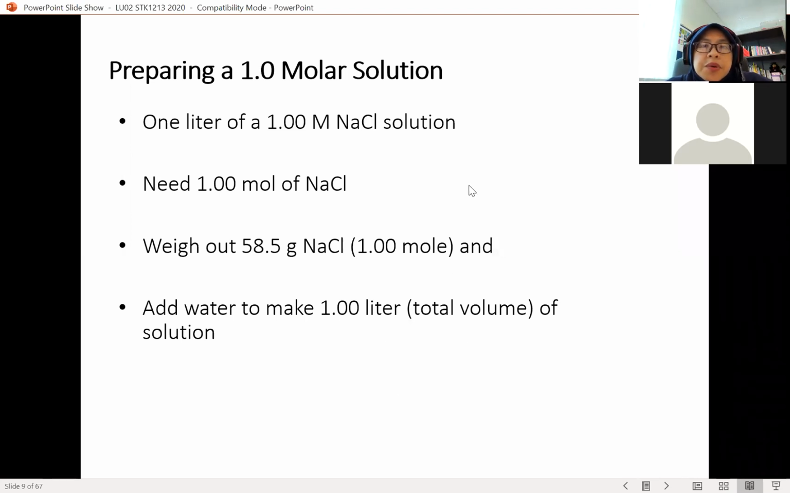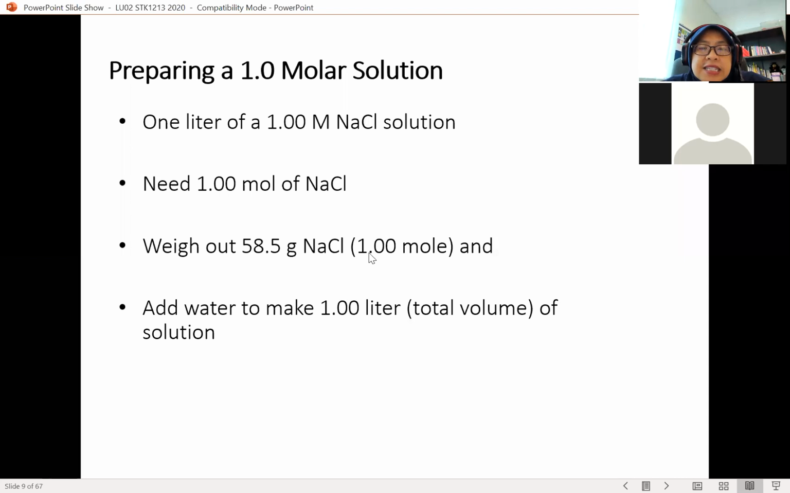How do you prepare 1 molar of sodium chloride solution? When you want to prepare 1 liter of 1 molar sodium chloride solution, you need 1 mole of sodium chloride, and you need to have 1 liter of solution. Okay, so how do you determine how much sodium chloride you need to weigh in order to make 1 liter of sodium chloride solution?